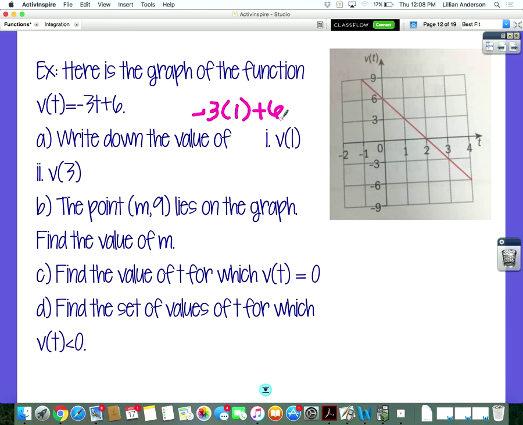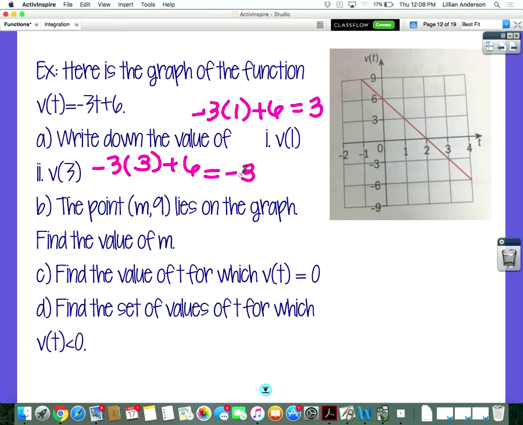And we get 3. So my output is 3. If I plug in 1, I get out 3. I do a similar process here, except this time I'm plugging in 3 to get -3.